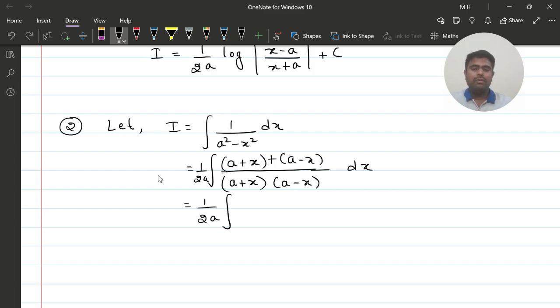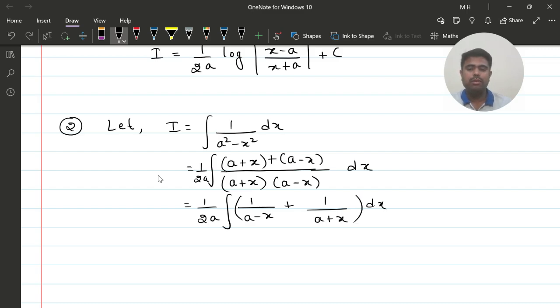When I split, the first term is a plus x divided by a plus x into a minus x. So a plus x cancels. What will I get? 1 by a minus x. Plus, in the second term, a minus x will cancel. I will get 1 by a plus x dx, right?